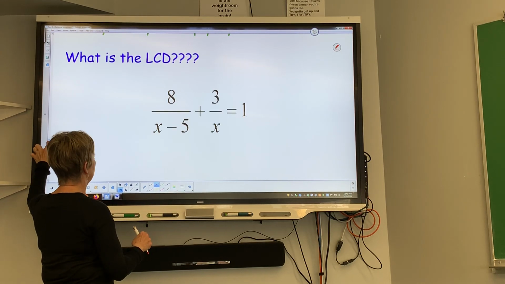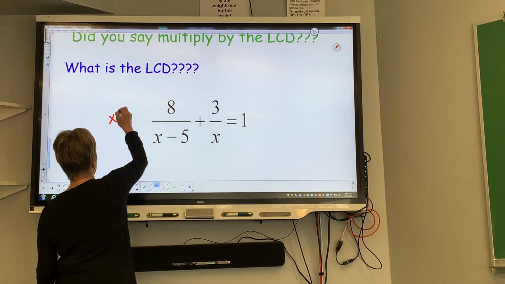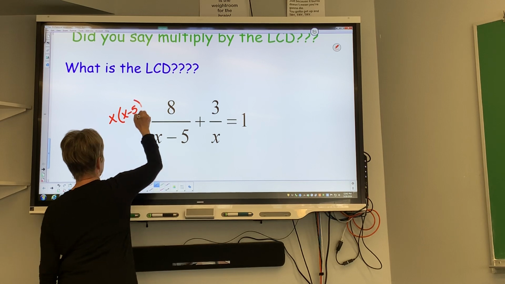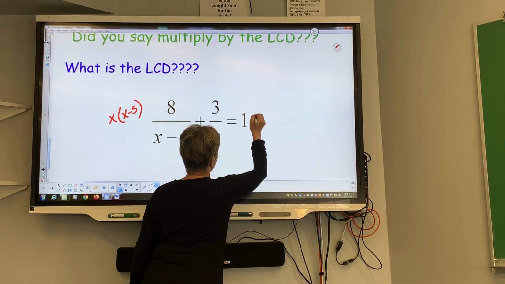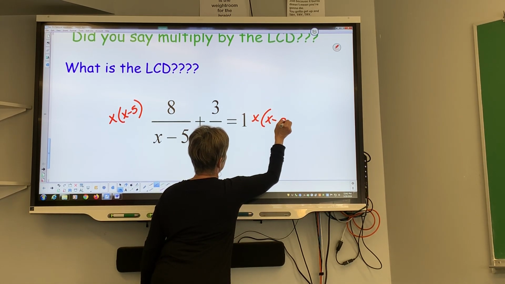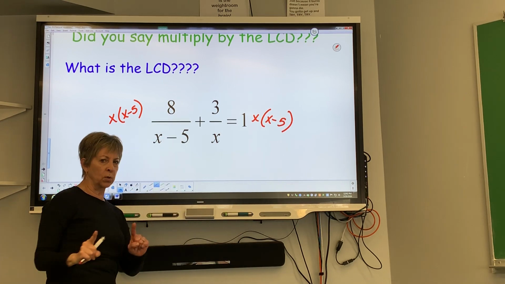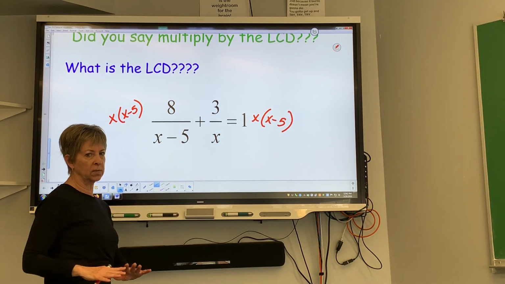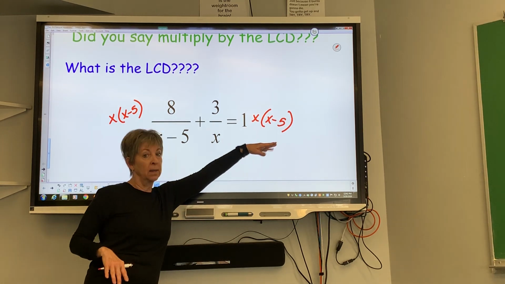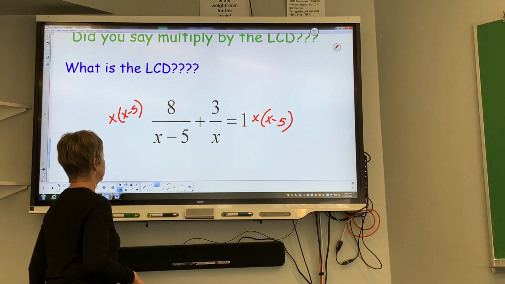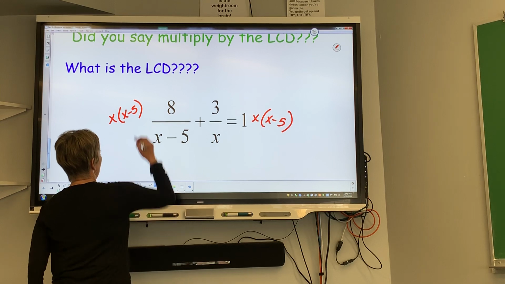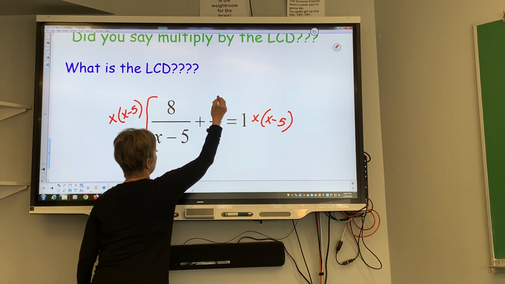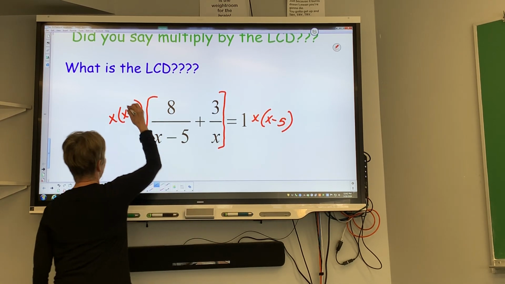So I'm going to come down here and multiply this side by x times x minus 5, and this side times x minus 5. Whatever you do to one side, you have to do to the other. And I'll tell you, one of the most common mistakes is kids forget that they have to multiply over there. So, now this means I have to multiply this whole side by that.